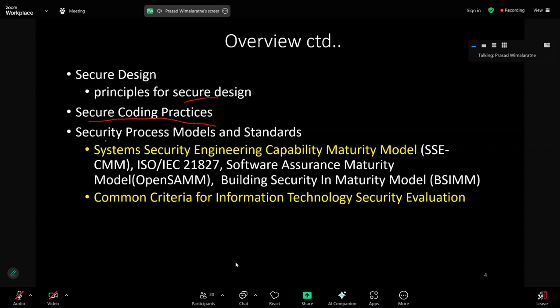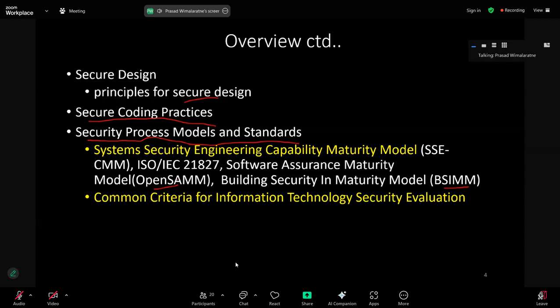On top of that, we will also be looking at the process models and standards. Like software engineering process models, there are security-specific models. In particular, we'll be looking at the Software Assurance Maturity Model, OpenSAMM, and also the Building Security In Maturity Model called BSIMM. This was promoted by a leading security expert called Gary McGraw, whom I will refer to later. He has written a book as well on secure software. And there are other process models like Common Criteria for IT security evaluation, and various standards available. So we will look at some of the prominent ones.